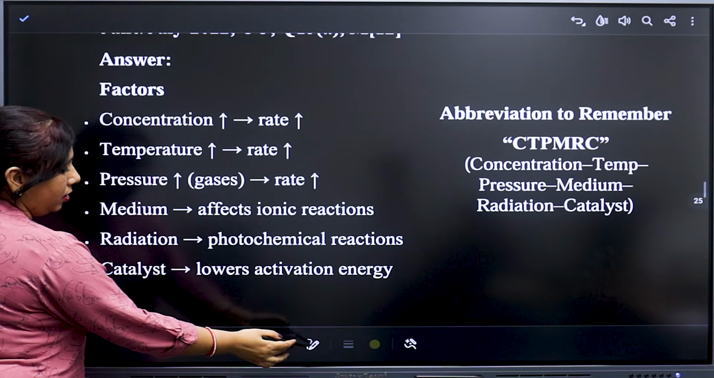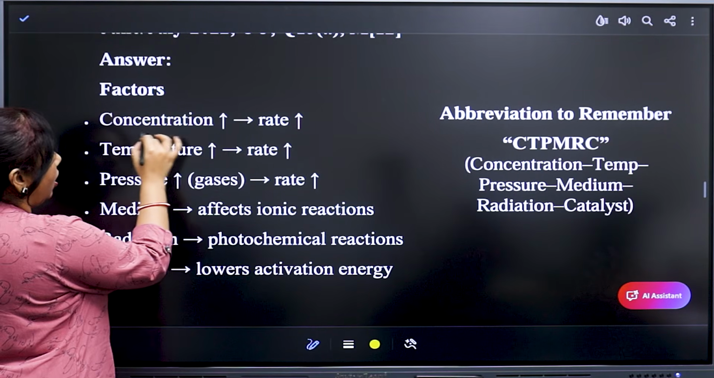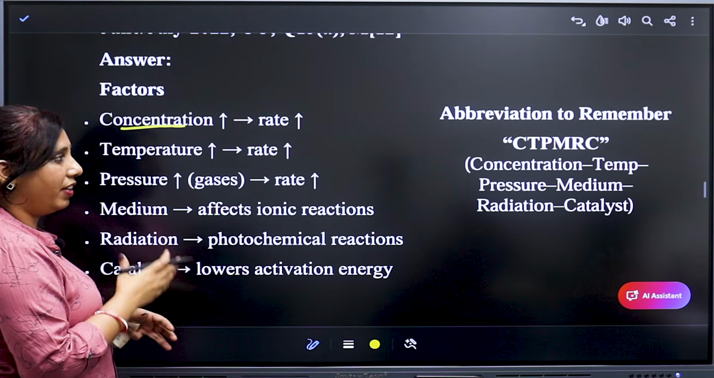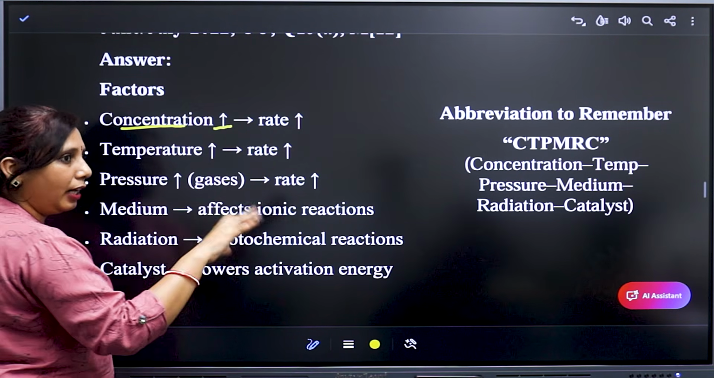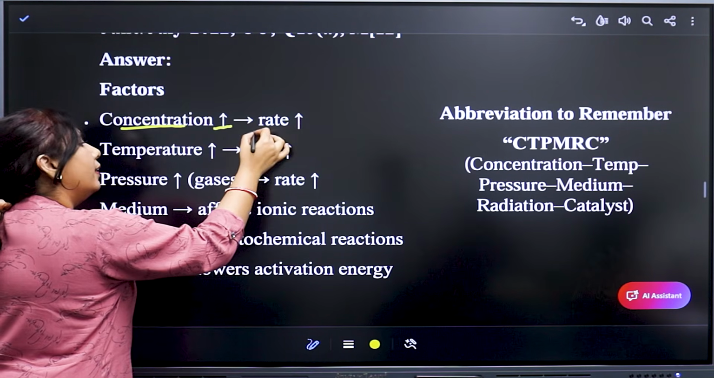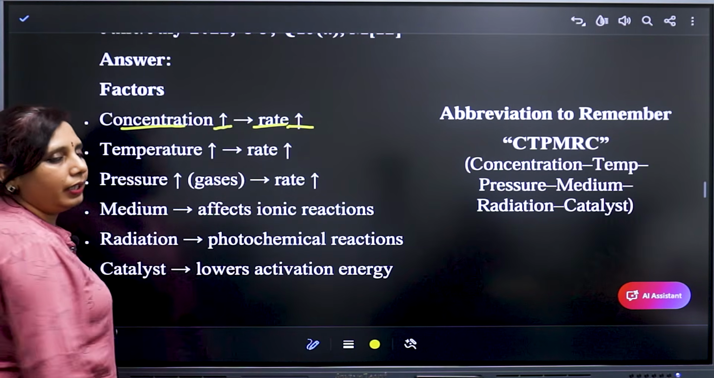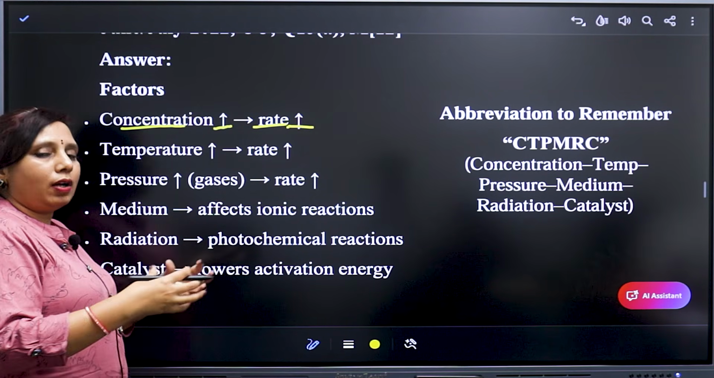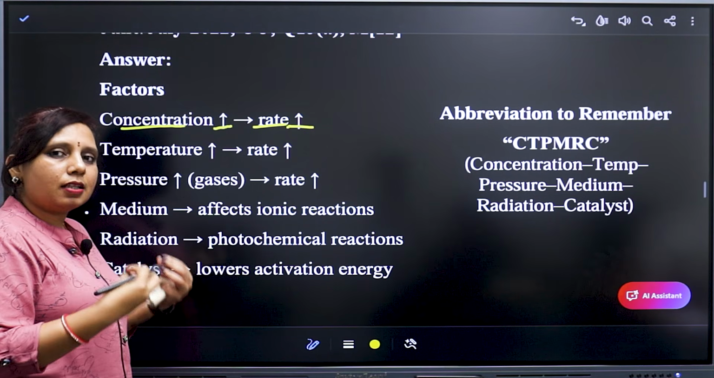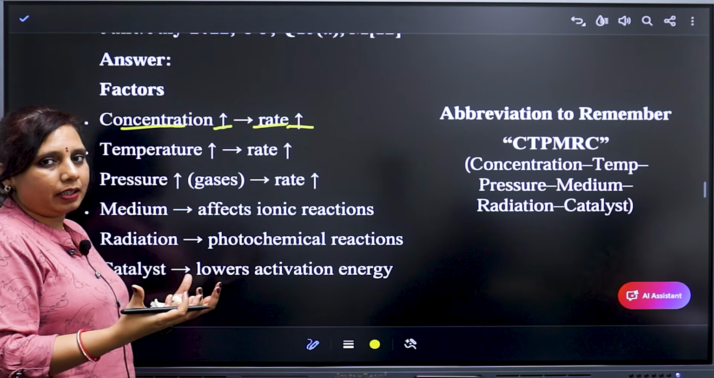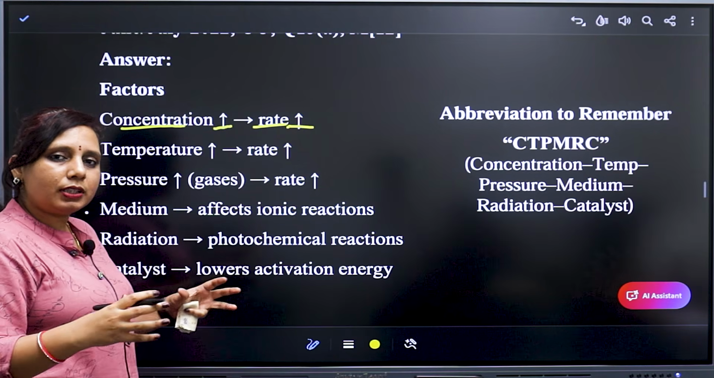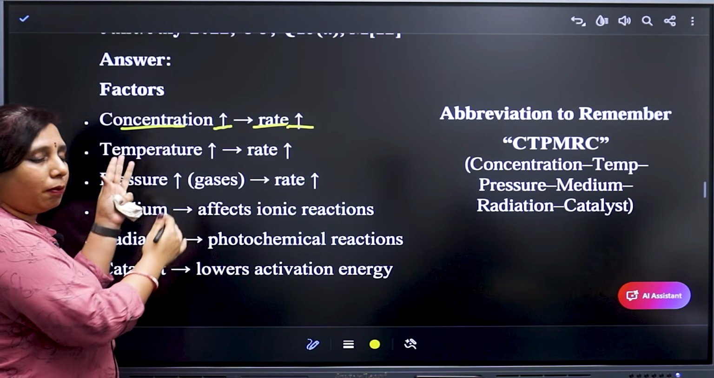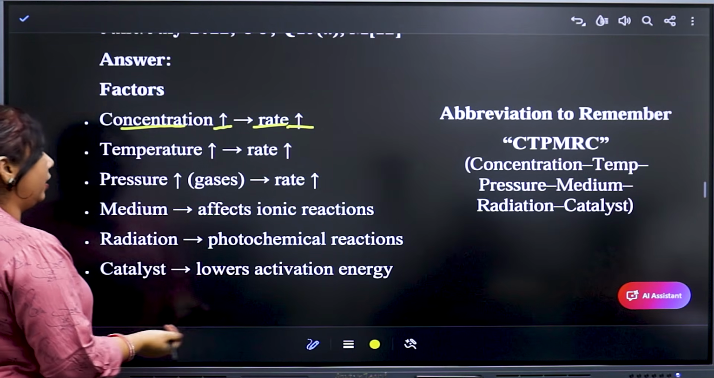So the first factor is concentration. With the increase in the concentration of reactants, the rate of reaction will increase. Because if the amount is increased, there are more reactant molecules. If the number of molecules is increased, collision also increases. So because of that, automatically the rate of reaction will increase.